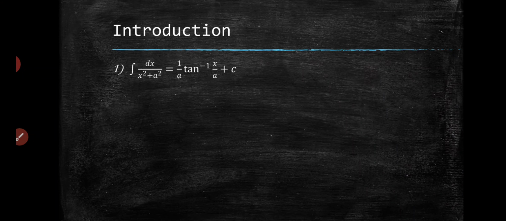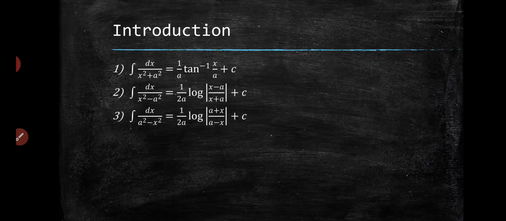So the first one is basically what we did. Integration dx by x square plus a square is 1 by a tan inverse x by a plus c. The second one is dx by x square minus a square, that is 1 by 2a log of mod of x minus a by x plus a plus c. The third one, integration dx by a square minus x square, is equal to 1 by 2a log of mod of a plus x by a minus x plus c.